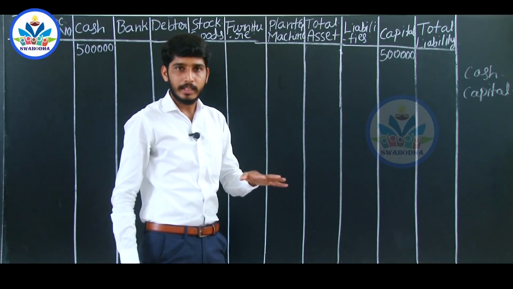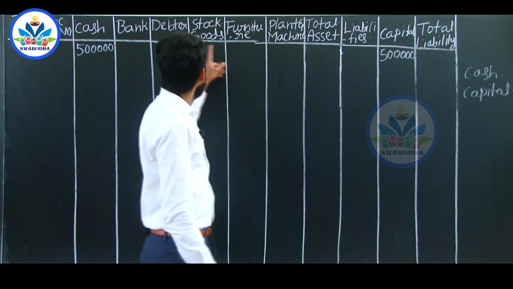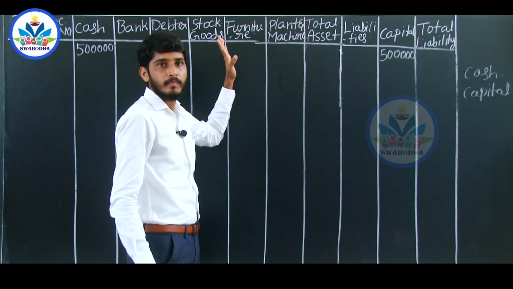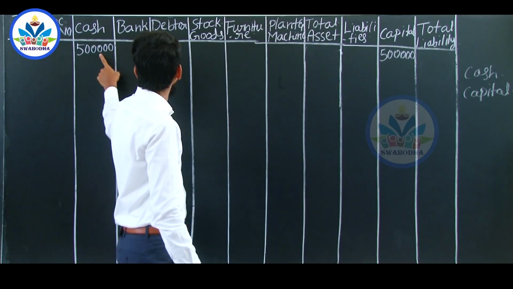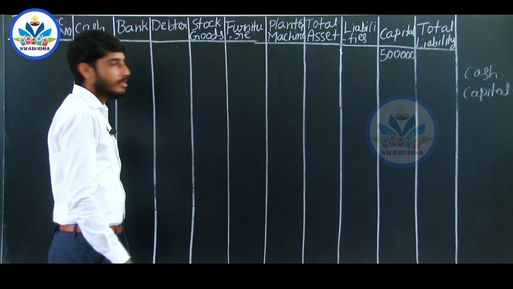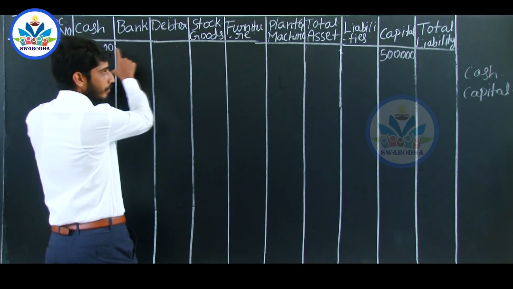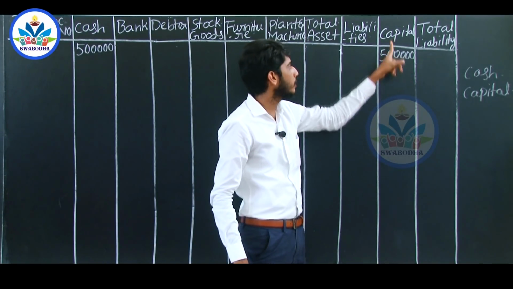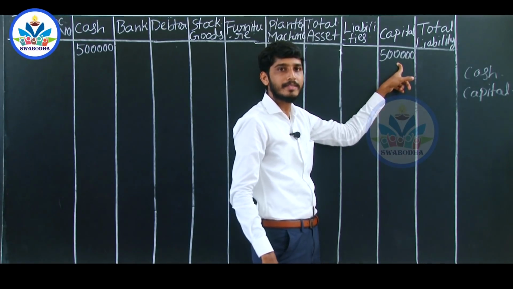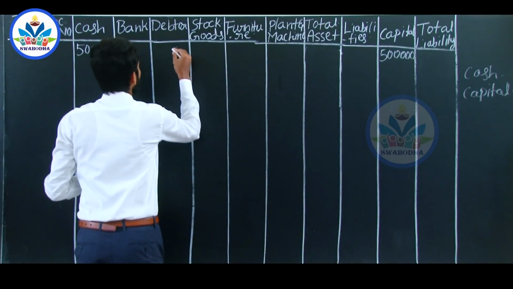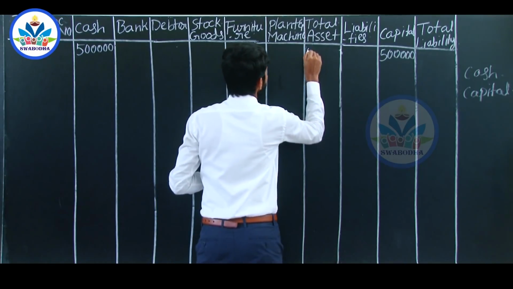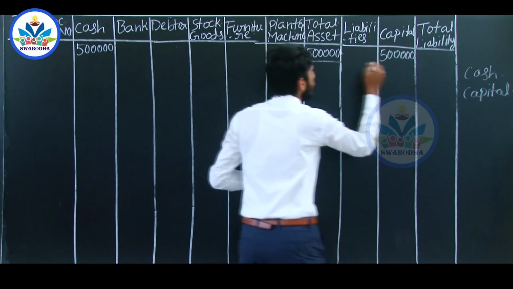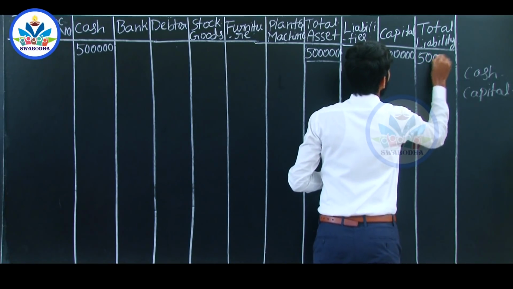So, before taking into account any other transaction, when we see the problem, the asset side is showing 5 lakh rupees, that is in the form of cash, and the liability side is also showing 5 lakh rupees in the form of capital. So, it is equal. So, write the amounts in the total columns. Total asset is 5 lakh rupees and total liability is also 5 lakh rupees.